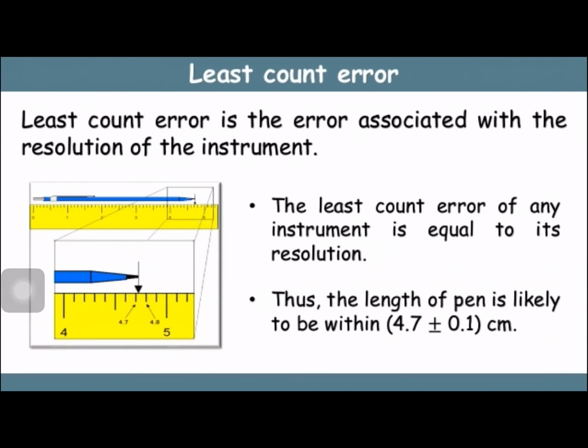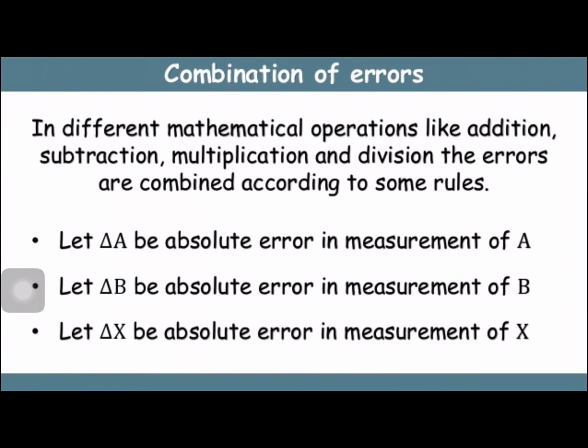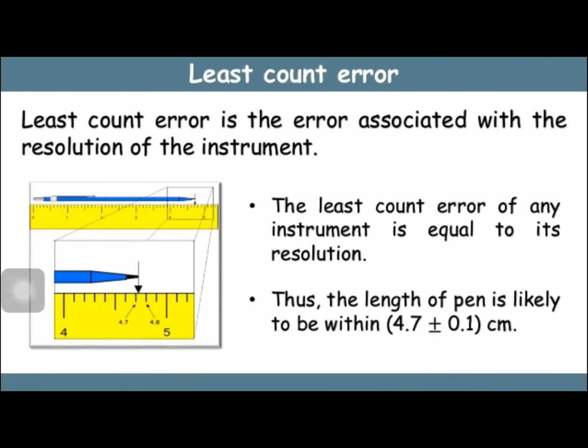Then last, least count error. Already familiar. What is least count? The least measurement of the instrument is called least count. So least count error is the error associated with the resolution of the instrument. The least count error of any instrument is equal to its resolution. The length of a pen is likely to be within 4.7 plus or minus 0.1 centimeter. Clear? So this is the way we can discuss the types of errors.